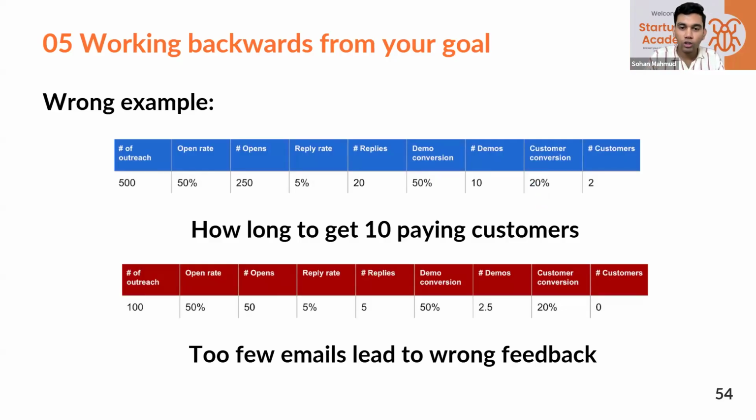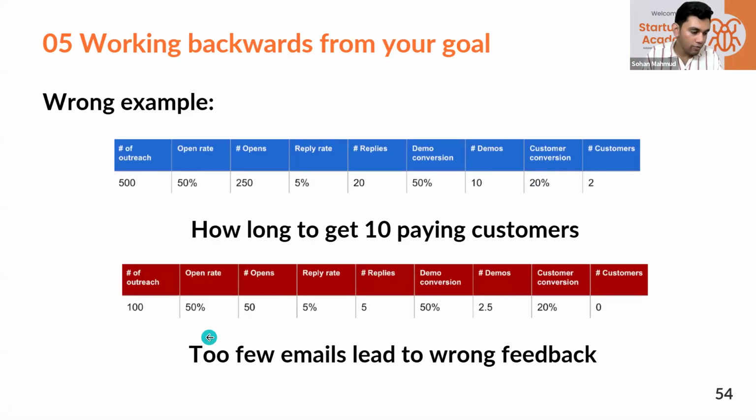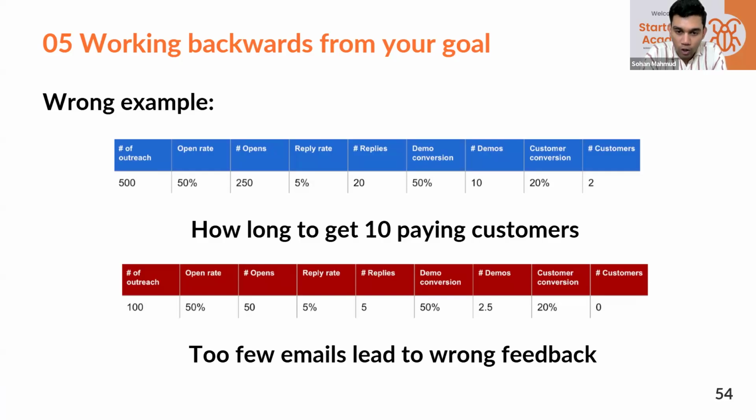How long to get 10 paying customers? First of all, let's say you have 100 people that you emailed. Open rate is 50%, reply 5%, demo conversion is 2.5%, and customers is 0. So too few emails lead to wrong feedback. These are all the wrong examples that I just showed you.